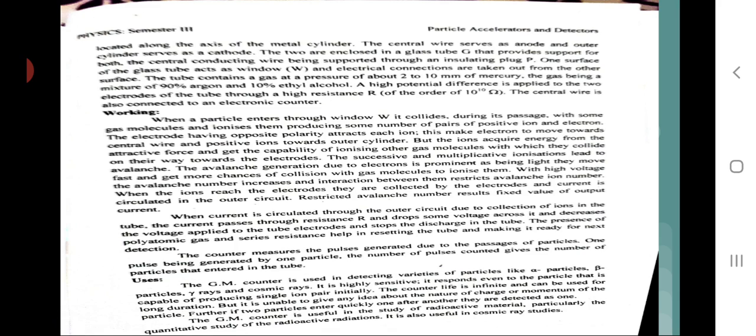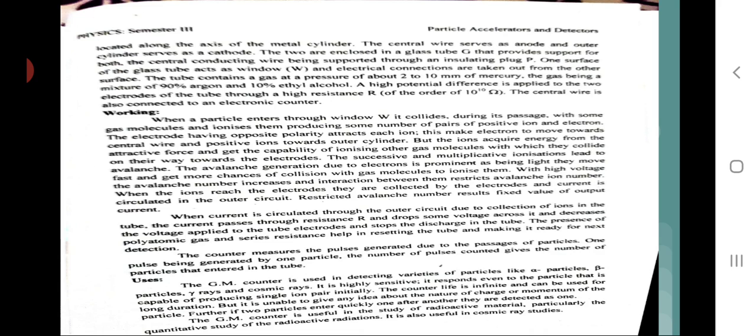Uses: the GM counter is used in detecting a variety of particles like alpha particles, beta particles, gamma rays and cosmic rays. It is highly sensitive. It responds even to a particle that is capable of producing a single ion pair initially. The counter life is infinite and it can be used for a long duration, but it is unable to give an idea about the nature of the charge or momentum of the particle. Further, if two particles enter quickly, one after another, they are detected as one.